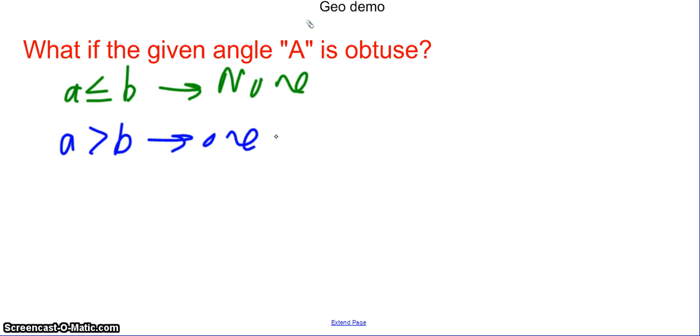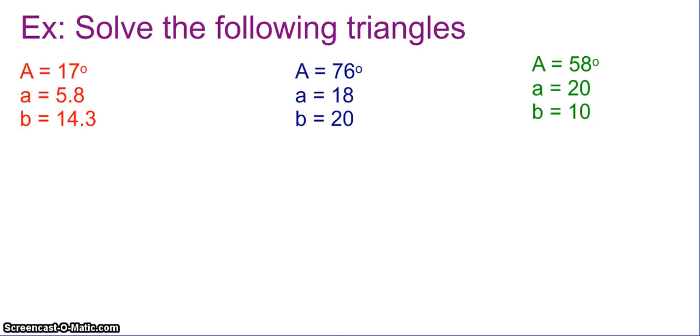Okay, so we are running out of time on this. I had one more example I wanted to do to show you how to do the ambiguous case, so that'll be on part 2. So here's the example. I'm going to stop this video here. We'll start it with part 2, and then we'll solve these 3 triangles.